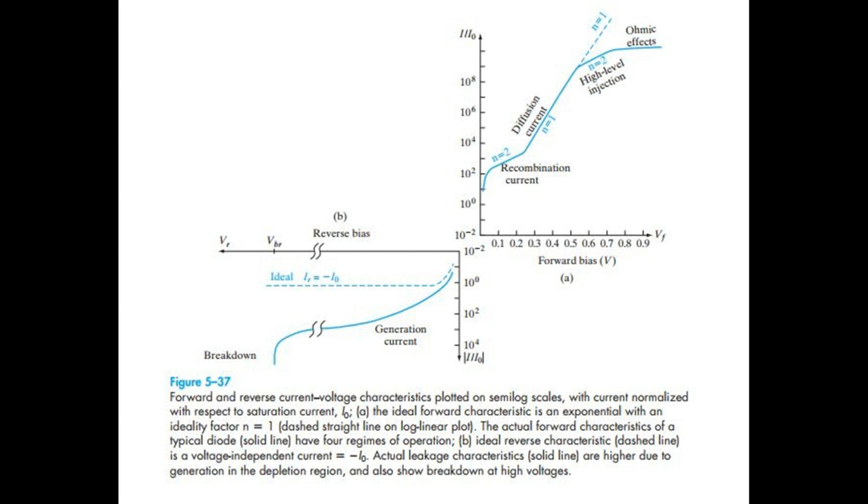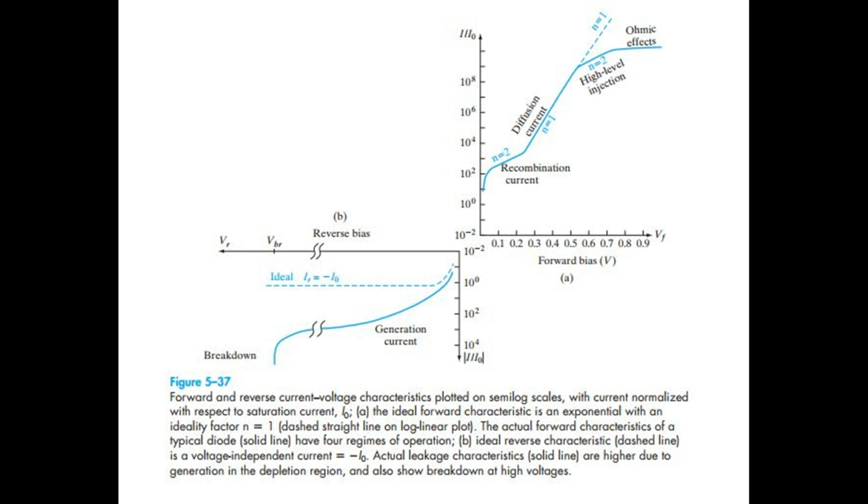Figure 5.37: forward and reverse current voltage characteristics plotted on semi-log scales, with current normalized with respect to saturation current, I0. A. The ideal forward characteristic is an exponential with an ideality factor n equal 1, dashed straight line on a log linear plot. The actual forward characteristics of a typical diode, solid line, have four regimes of operation. B. Ideal reverse characteristic, dashed line, is a voltage-independent current equal to I0. Actual leakage characteristics, solid line, are higher due to generation in the depletion region, and also show breakdown at high voltages.